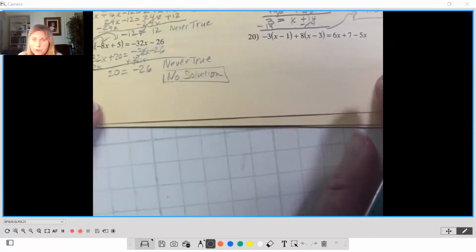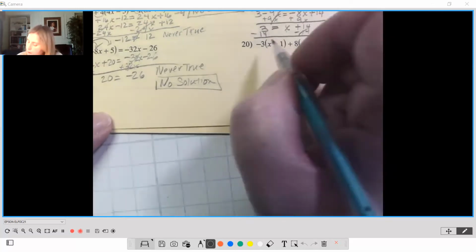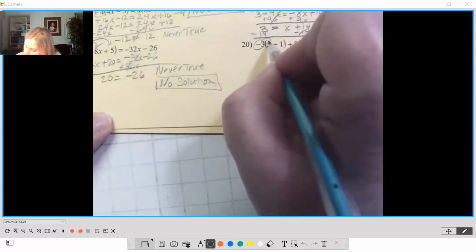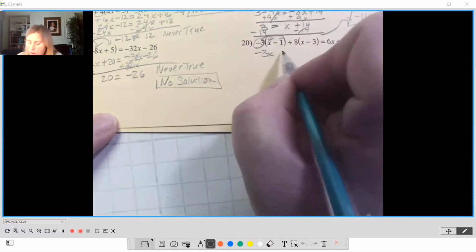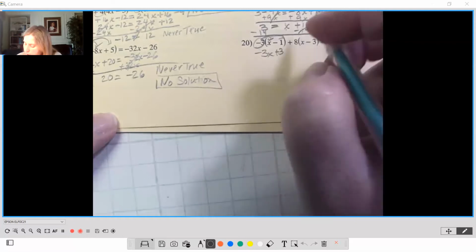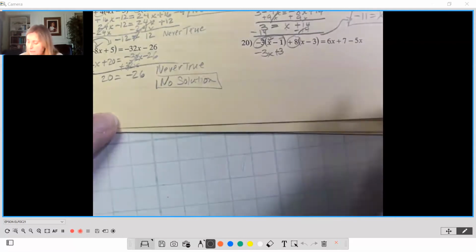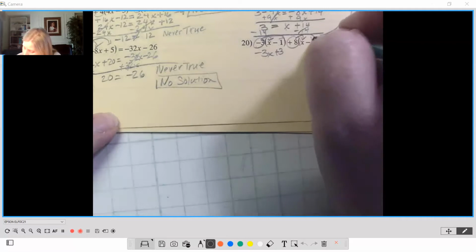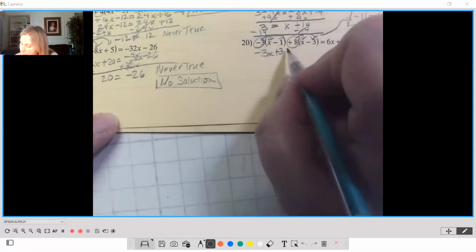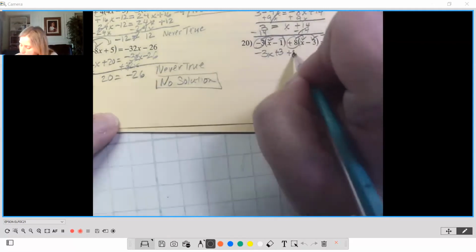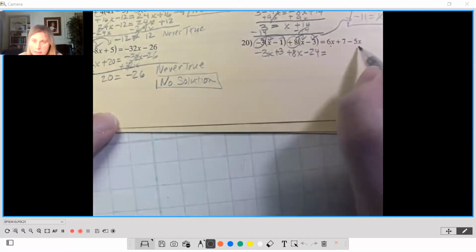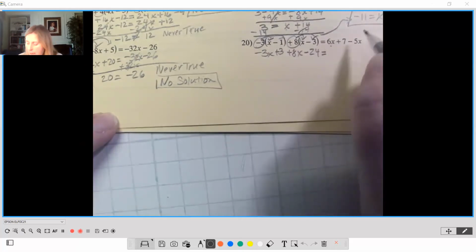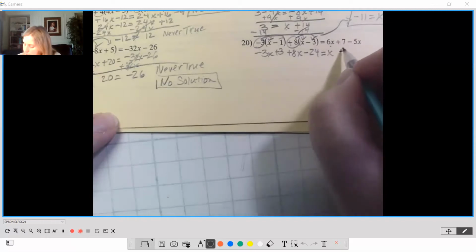And then number 20, we're distributing a negative 3. Negative 3 times x is negative 3x. Negative 3 times negative 1 is plus 3. Next, we're distributing a positive 8. And so we have 8 times x, that's plus 8x minus 24. Bring down the equals. On the right-hand side, let's go ahead and combine like terms. So 6x minus 5x is x. And then bring down the plus 7.